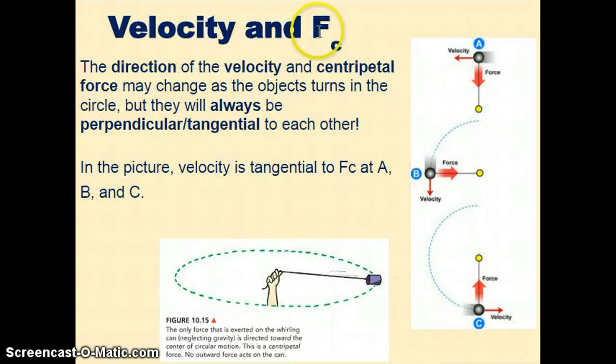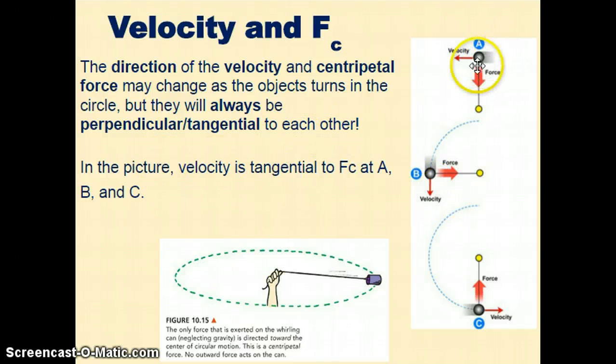So when I talk about velocity and centripetal force, the direction of the velocity and the centripetal force may change as it spins around. So we're just reiterating this. If this is spinning around here counterclockwise, the velocity and the centripetal force directions change, but they will always be perpendicular, tangential to each other.